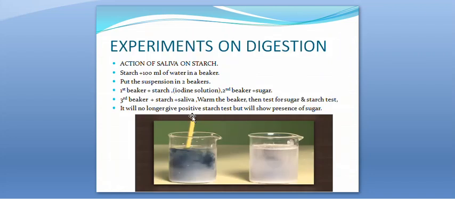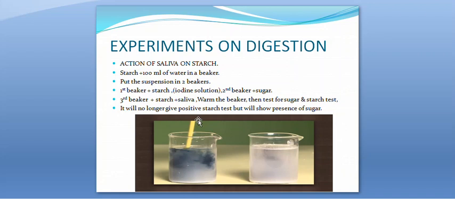Now, let us learn some experiments on digestion. One experiment we can do is the action of saliva on starch. We can prepare a suspension of some starch by heating 1 gram of it in 100 ml of water in a beaker. We will put the suspension in 2 test tubes and we will test sample 1 from the test tube for starch by adding iodine solution, and the other sample from the other test tube for sugar.